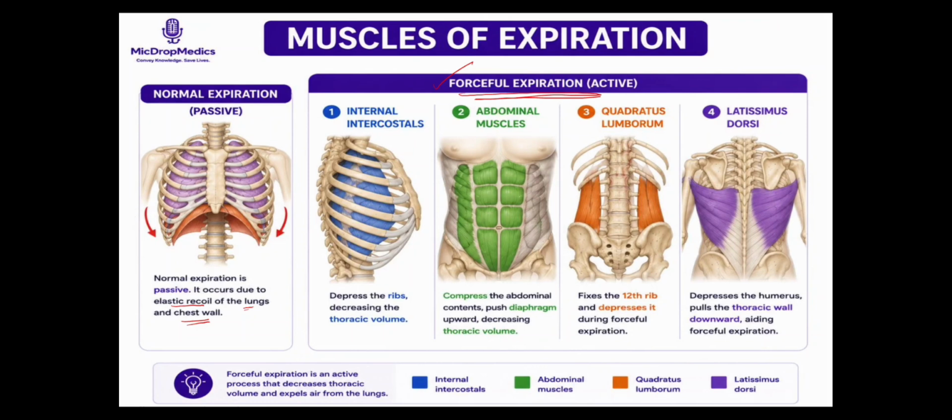This forces the recruitment of the internal intercostals to depress the ribs, alongside the abdominal muscles, quadratus lumborum and latissimus dorsi, to forcibly drive the diaphragm upward. If you see a patient actively using their abdominal muscles to push air out, you are looking at a patient working dangerously hard to breathe.